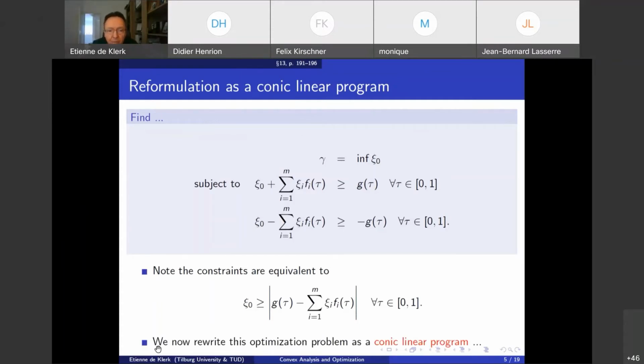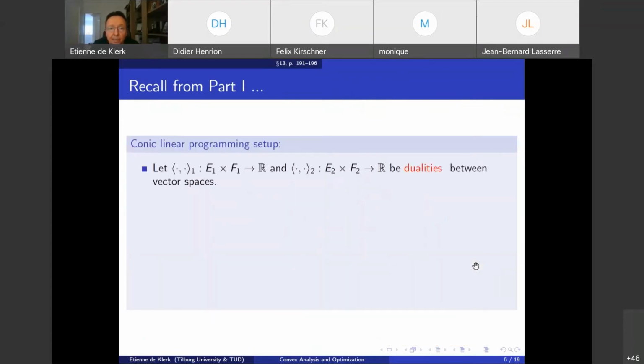Okay, so now the next thing is we want to rewrite this as a conic linear program, because if we just look at this, then it's not in the form that we discussed so far. But obviously we have some non-negativity conditions on the interval here and also here. So this we can interpret as something belonging to the cone of non-negative continuous functions on 0,1. So you can see all the elements are there to write it in the conic linear optimization form.